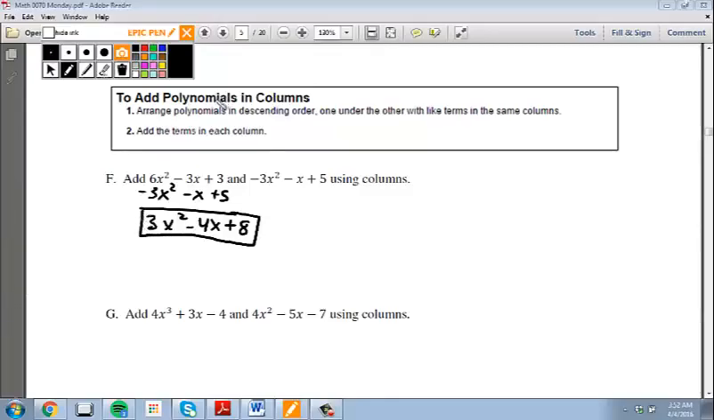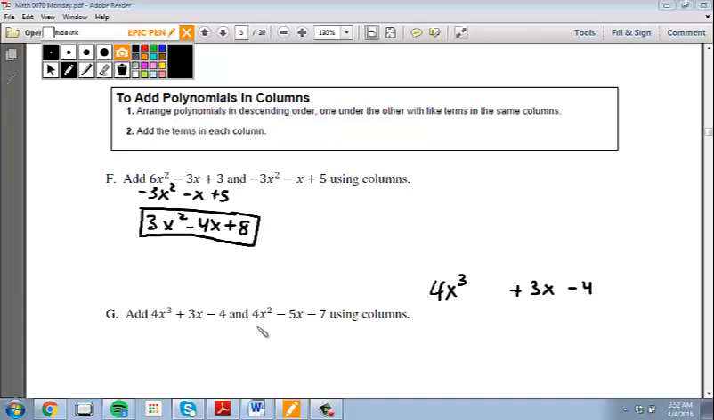Alright, without finding the like terms being difficult, I just write them underneath each other. So if I have 4x to the third plus 3x minus 4, oops, and I'm going to make this a little bit more obvious why some of you might like adding in columns.